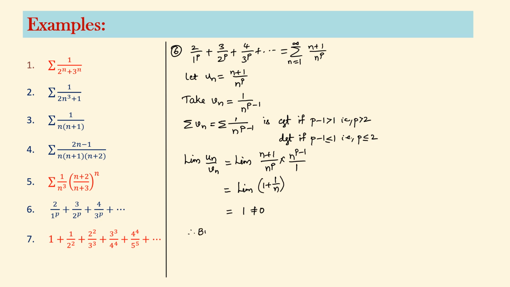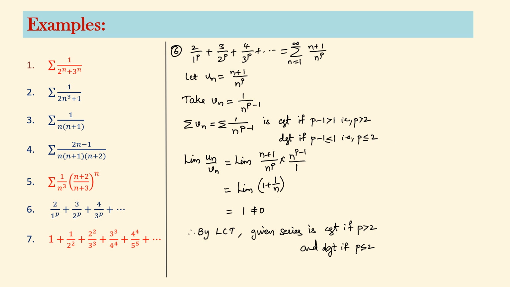Therefore, by limit comparison test, summation un, or the given series, is convergent if p is greater than 2, and divergent if p is less than or equal to 2.